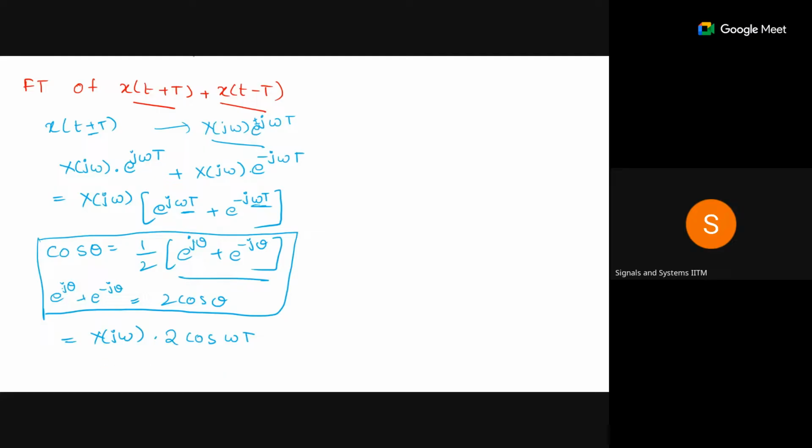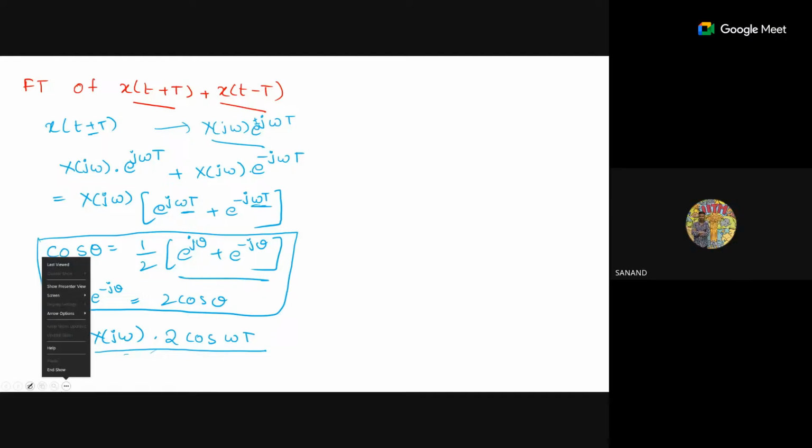Like for a signal, if it is advanced and delayed by the same constant, and if they are added, this is the formula we get in the Fourier transform. Clear? Yes, ma'am. Clear. Okay.